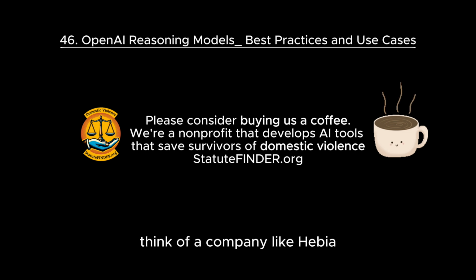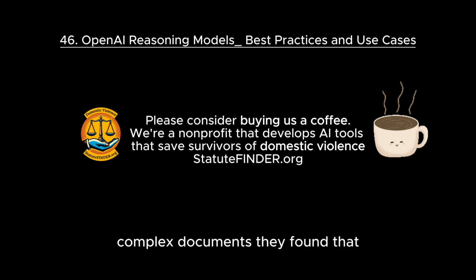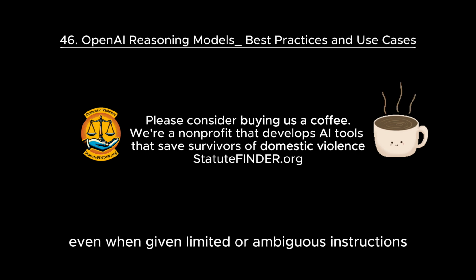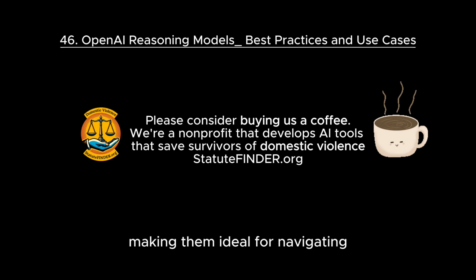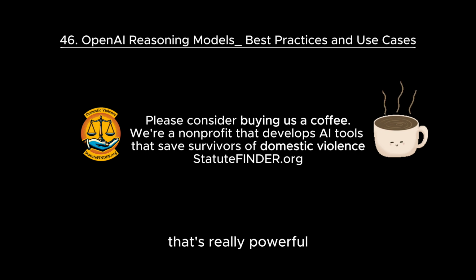Absolutely. Think of a company like Hebia, which uses AI to help legal and financial professionals analyze complex documents. They found that reasoning models were able to understand user intent even when given limited or ambiguous instructions, making them ideal for navigating the complexities of legal language and financial regulations. So they're not just processing words, they're understanding the underlying meaning and intent. That's really powerful. What other superpowers are on the list?